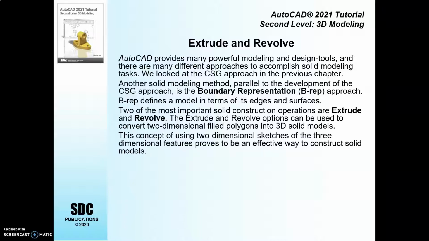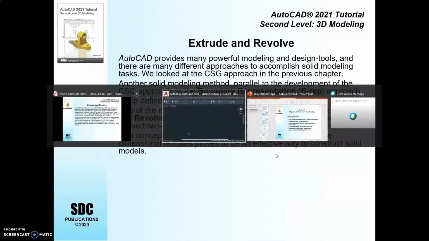Two of the most important solid construction operations are extrude and revolve. The extrude and revolve option can be used to convert two-dimensional filled polygons into 3D solid models. This concept of using two-dimensional sketches of the three-dimensional features proves to be an effective way to construct solid models. Okay, so let's go into AutoCAD.